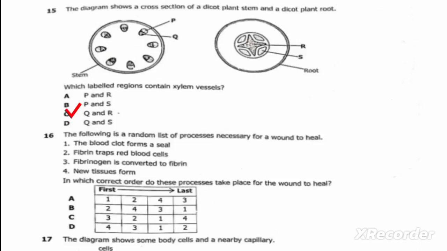We shift to the next question, which is question 16. The question reads, the following is a random list of processes necessary for wounds to heal.